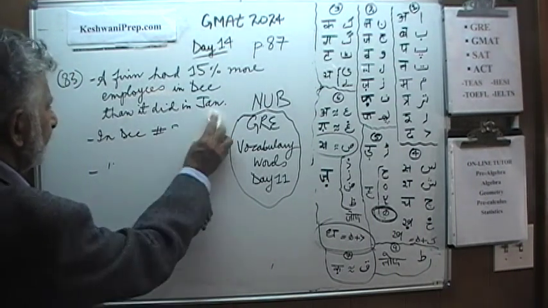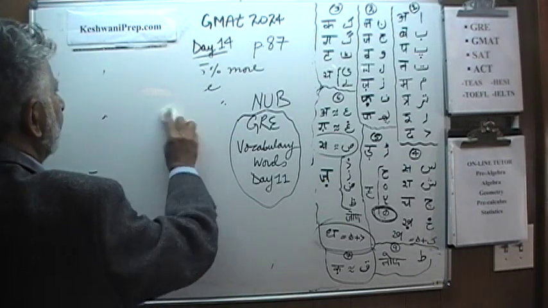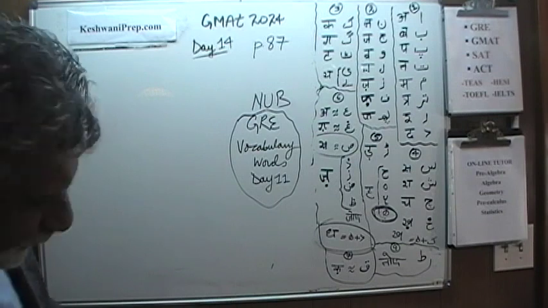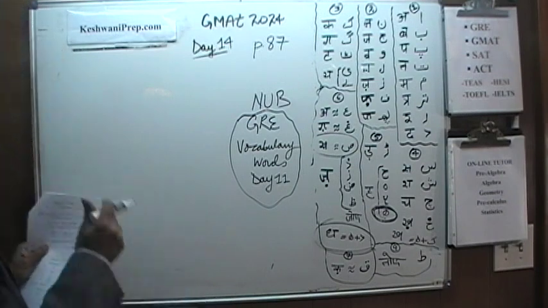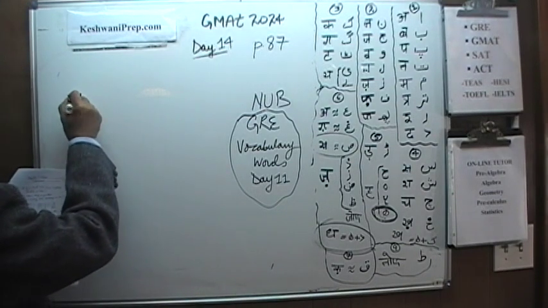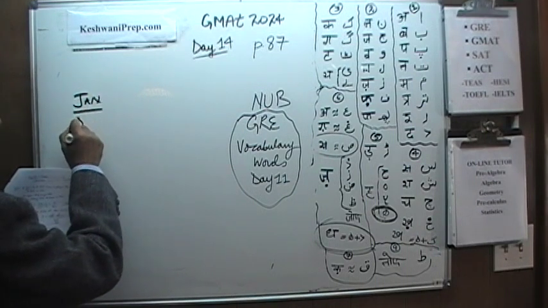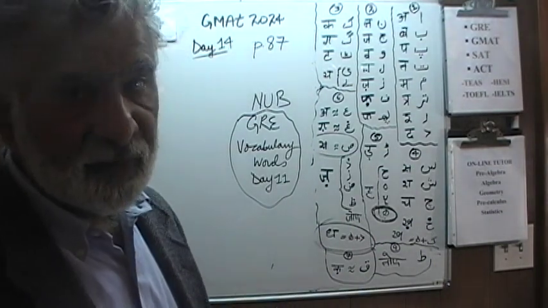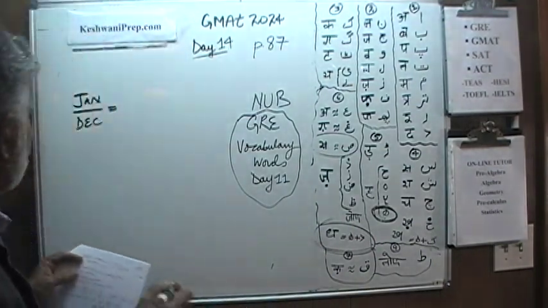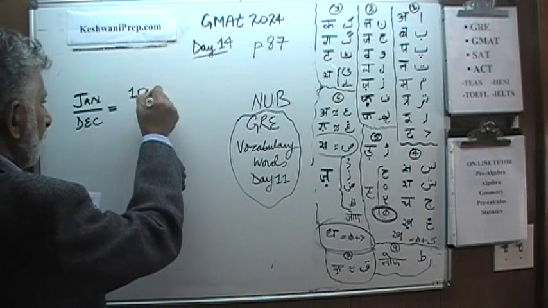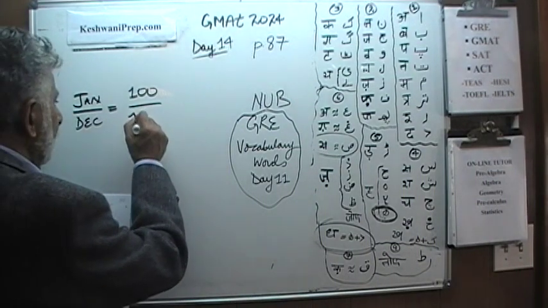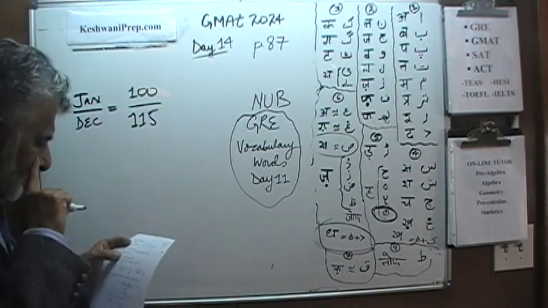Let's set it up. We need the room. So we're dealing with two periods, January and December. And we are told that the firm had 15% more employees in December than they did in January. So make up a number for January. I'm going to make up 100. We're just going to make up a number for January. Why 100? Because it's easier to figure out the 15%. So in December, they must have had 115.